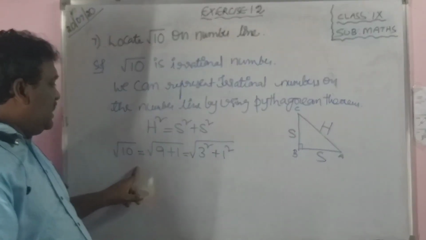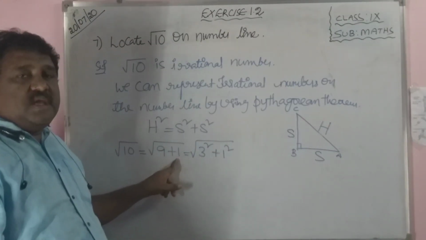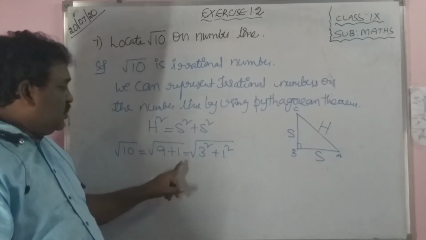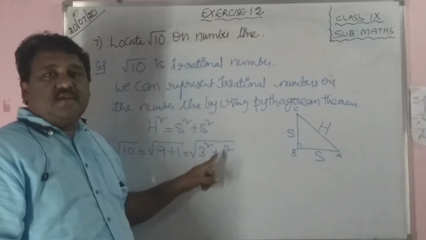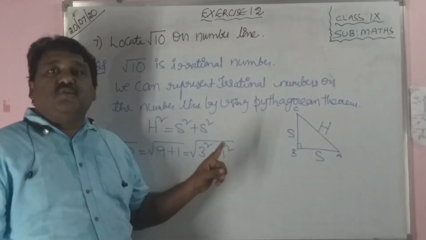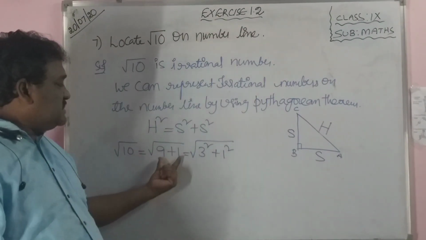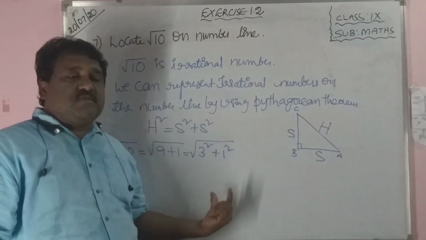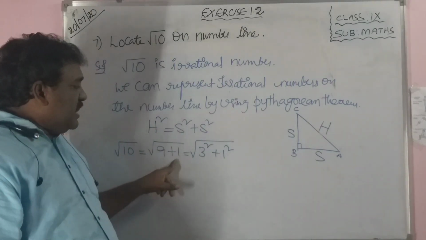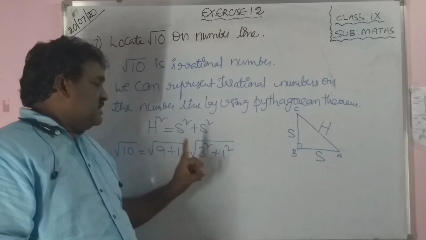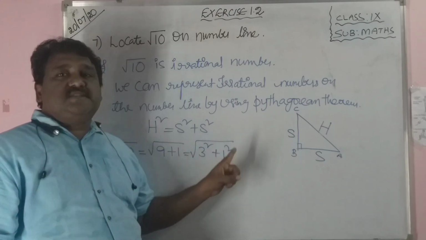So, 10 can be written as 9 plus 1. 9 is a square number. 1 is a square number. 9 can be written as 3 square. 1 can be written as 1 square.